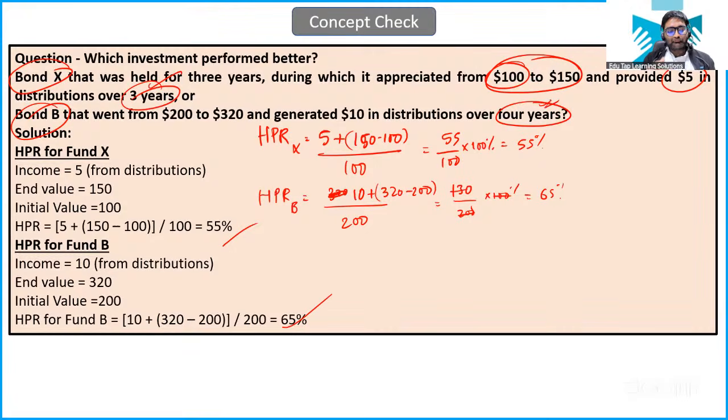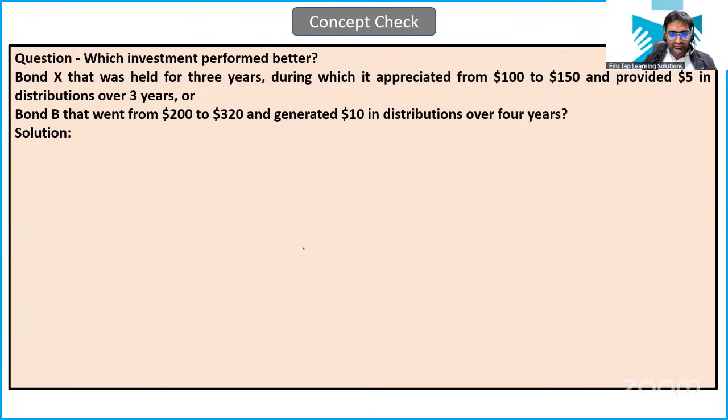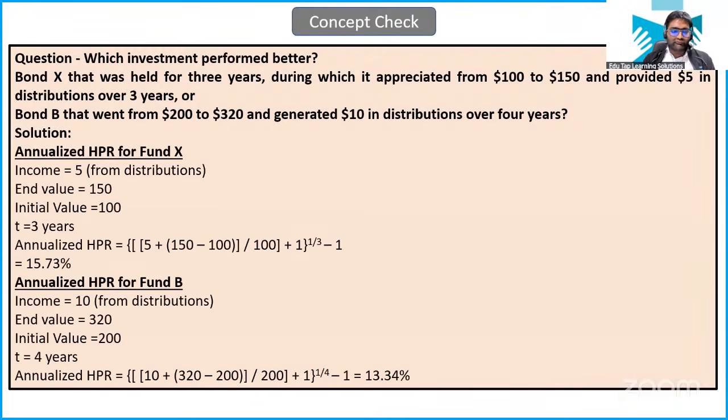So are we able to compare both of these bonds? No. So for that we will have to calculate the annualized return. The formula is slightly different. I'll just give you the formula because I hope you might not remember it. So 5 plus this difference, which was 50 over here, divided by 100. All of this has to be added to 1 and then raised to the power 1 by t. 1 by t is 1 by 3, and all of that value has to be subtracted from 1.